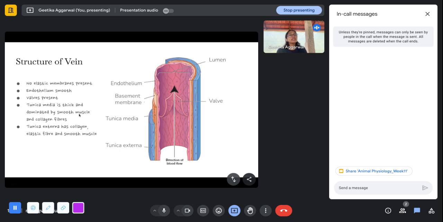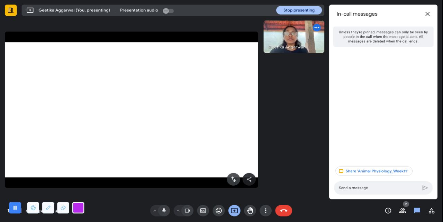Tunica media is a little thicker than tunica interna and it is dominated by smooth muscles and collagen fibers. Tunica externa has collagen, elastic fibers, and smooth muscles. But you can see that there's not a lot of elastic membrane in this because the veins do not come across a high amount of blood pressure. The blood pressure in the veins is pretty low, so they do not have to undergo that high amount of blood pressure.